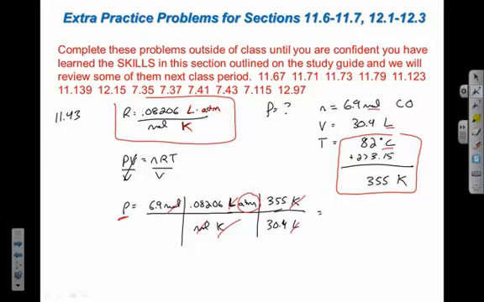So then I just plug in 6.9 times 0.08206 times 355 divided by 30.4, and I get 6 point something. I'm limited to 2 sig figs by the 6.9, so I just have 6.6 atmospheres.